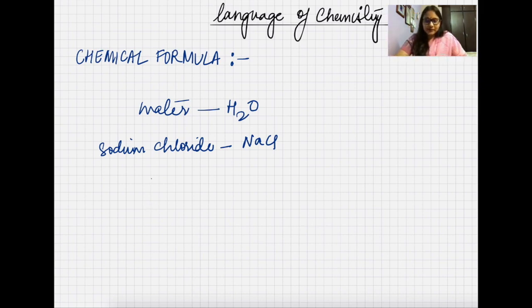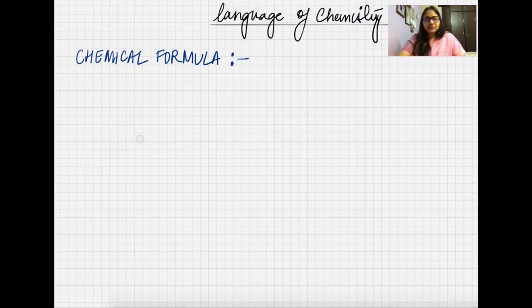We can define chemical formula as follows: when a molecule of a substance or a compound is represented with the help of symbols, then that representation using the symbols is what is called its chemical formula. Now there are certain rules about writing chemical formula. We are going to start with the term atomicity.